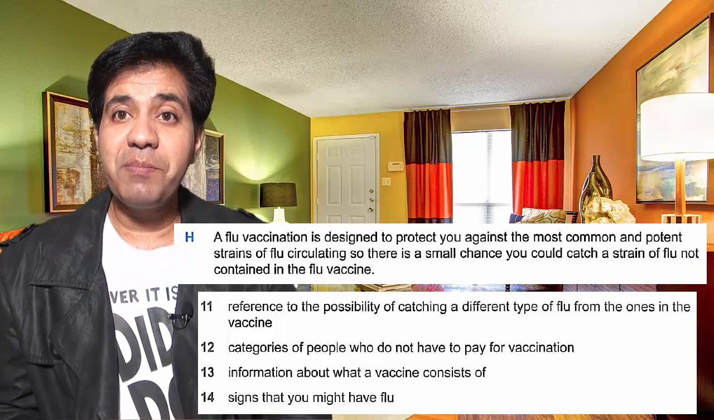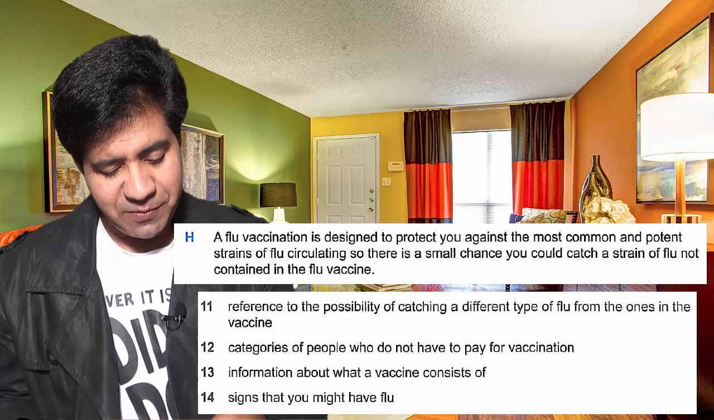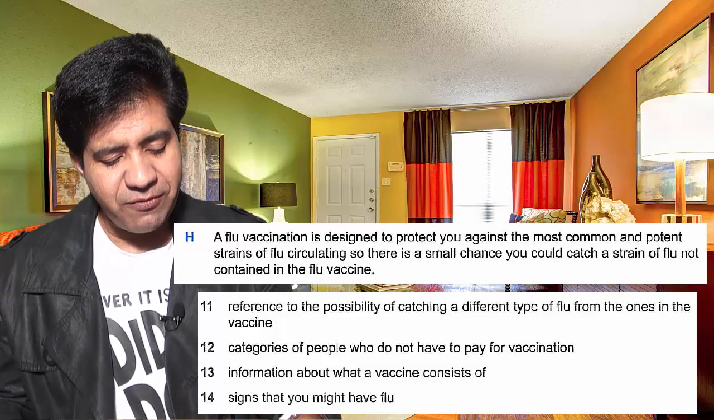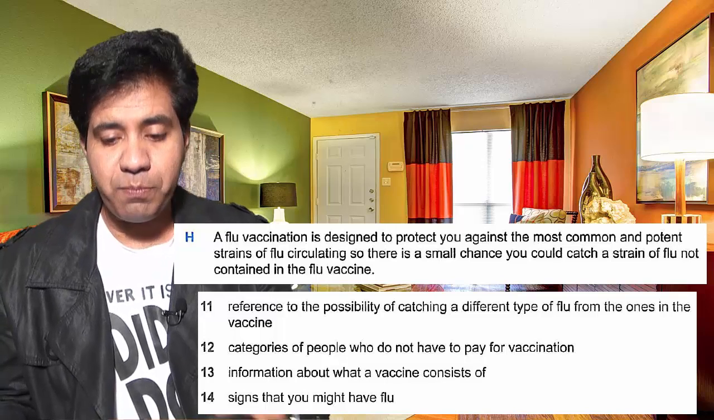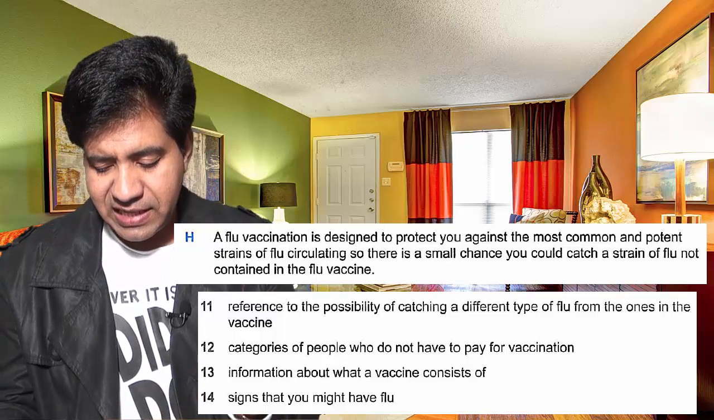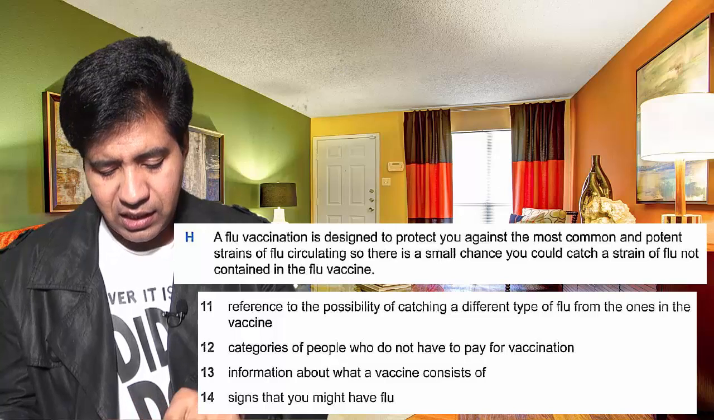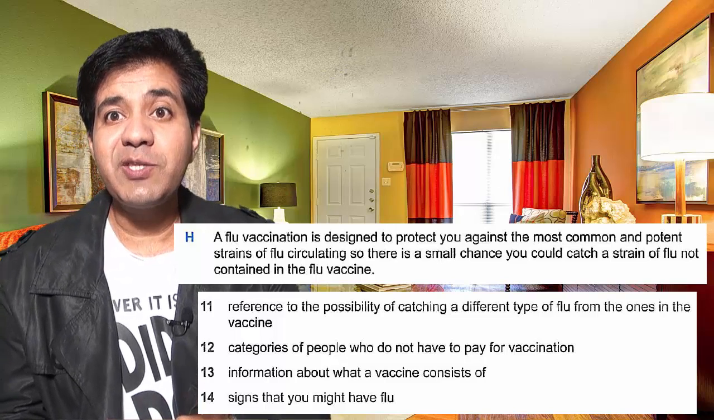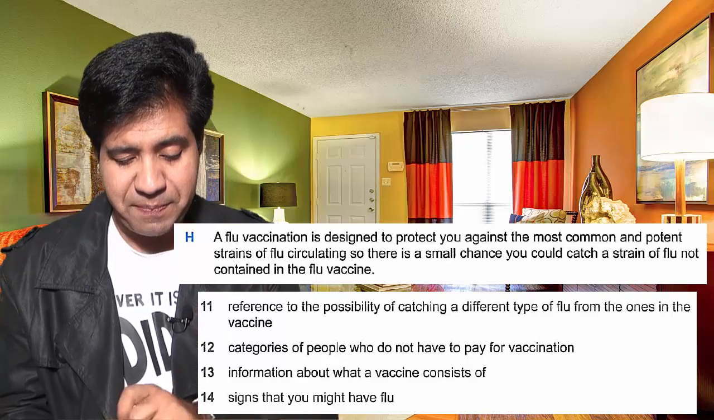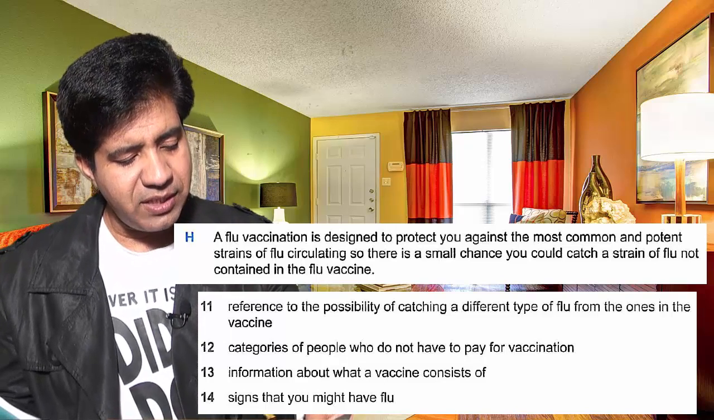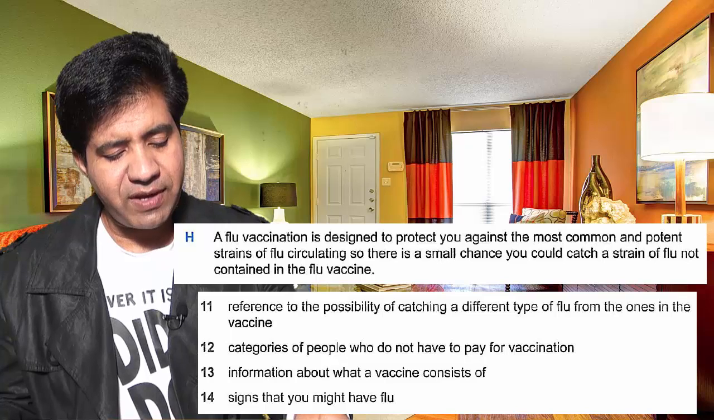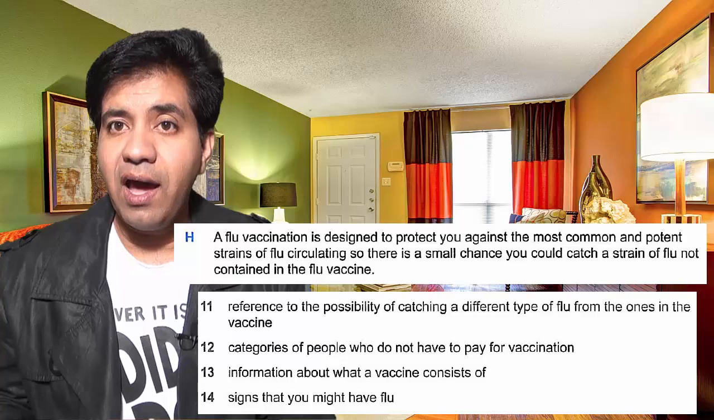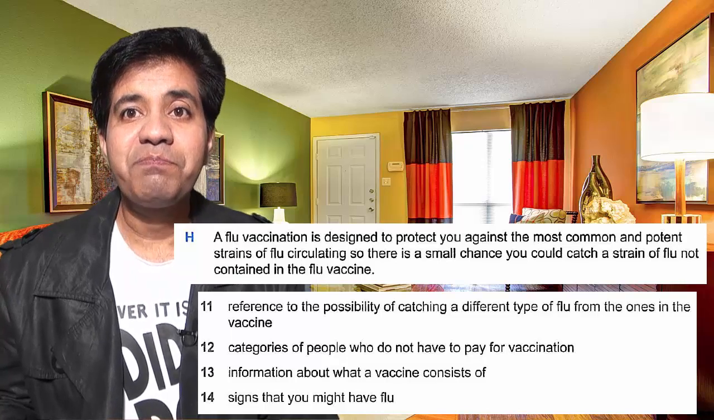It's paragraph number 8. What is the statement? The statement says, reference to the possibility of catching a different type of flu. For possibility, they are using the words here, strains, and there is a small chance. This means possibility. So for question number 11, reference to the possibility of catching a different type of flu from the ones in the vaccine, the answer is H.